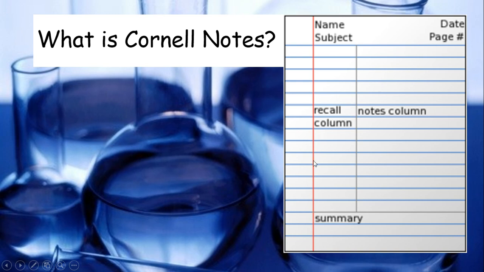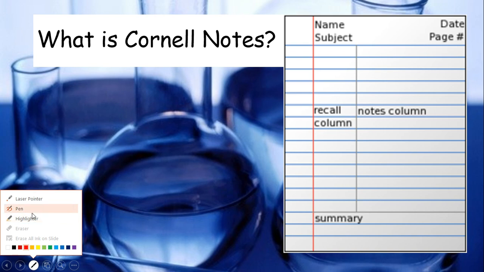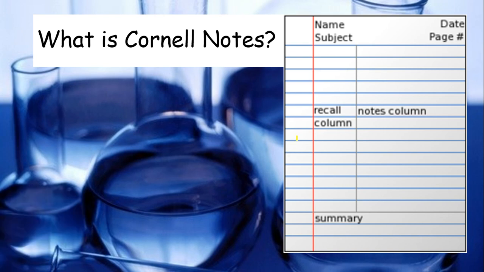So what is a Cornell note? A Cornell note is when you basically take a piece of paper and you separate it into three sort of categories. The first category you have is over here, called the recall column. This is where you recap anything that you learned about in the notes column. For the first few lessons, I'll be writing notes along with you so you can see how I set it up. And then at the very bottom here is where you summarize the end of your notes.